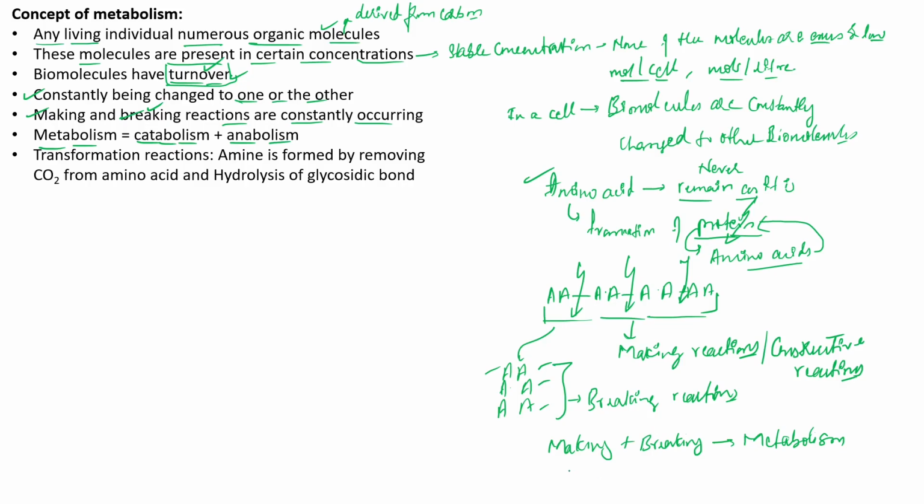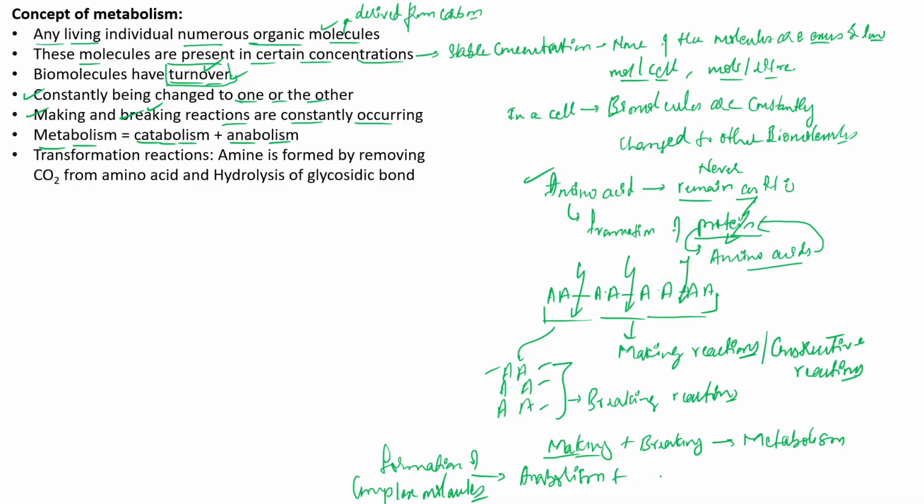So here anabolic reactions are mainly the making kind of reactions. Anabolism: any reaction where two molecules are joined together to form a more complex molecule. If I fuse or attach two simple molecules, that results in the formation of a more complex molecule. So we can say that anabolism results in the formation of complex molecules.